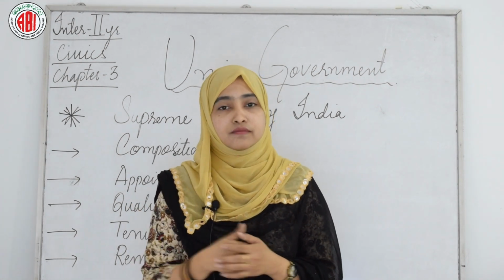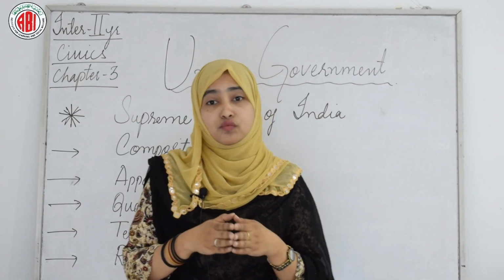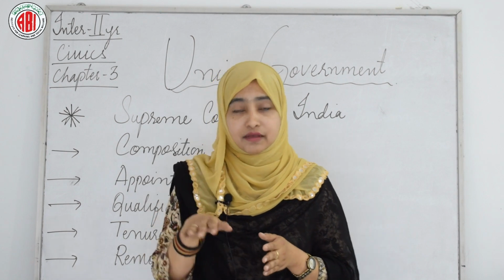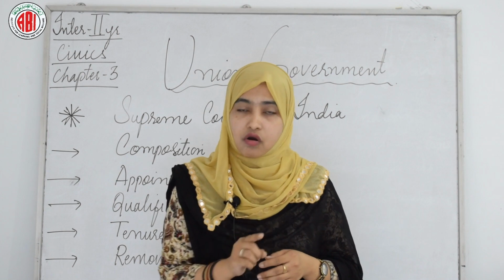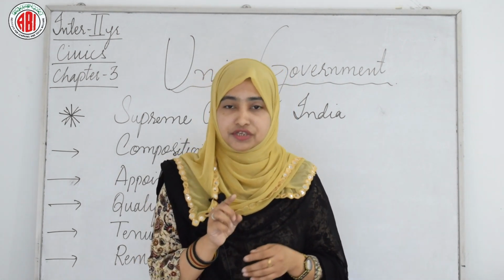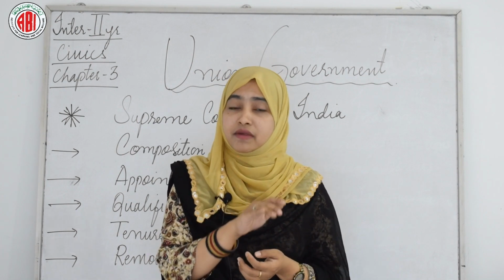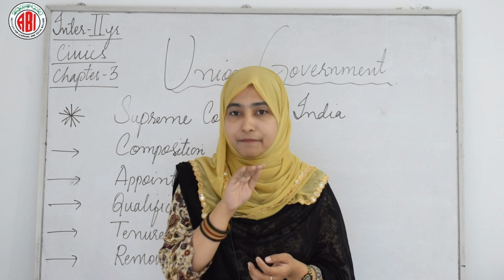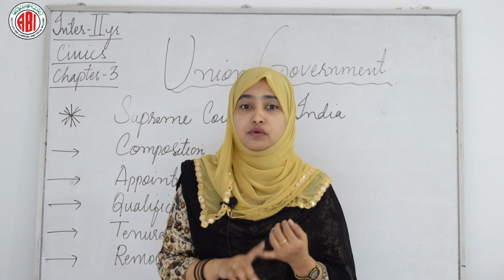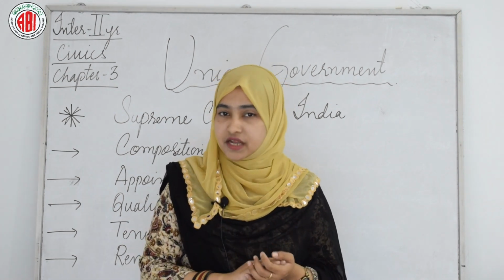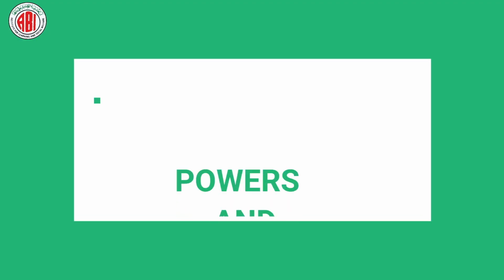Now come to the procedure of removal. A judge of the Supreme Court can be removed by the President from his position only on the ground of proved misbehavior or incapacity, if a resolution in this regard is passed by Parliament and supported by 2/3 of the members present and voting in each house and a majority of the total membership of each house. Get it? Now, after all these requirements, we will see the powers and functions.